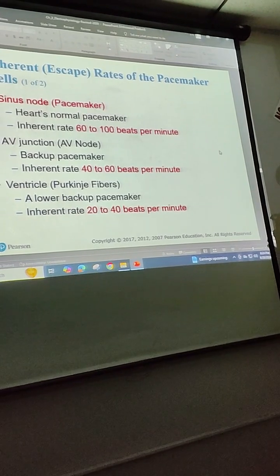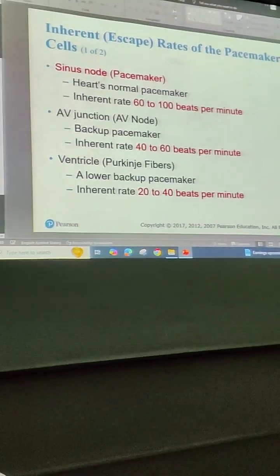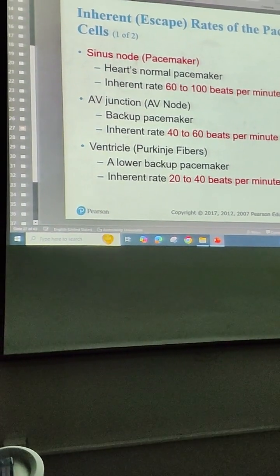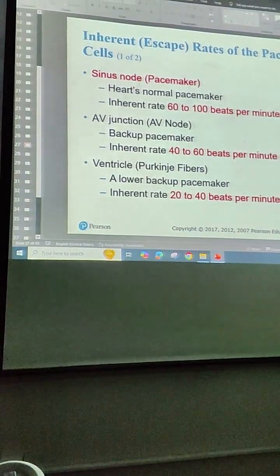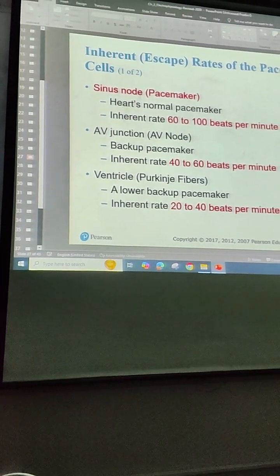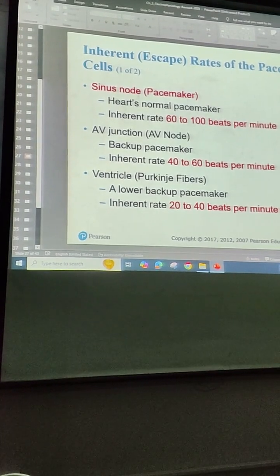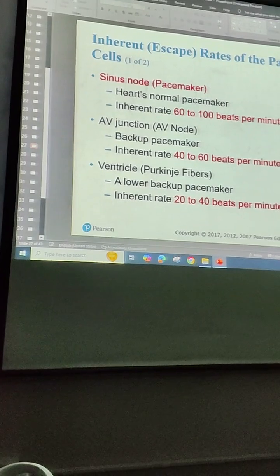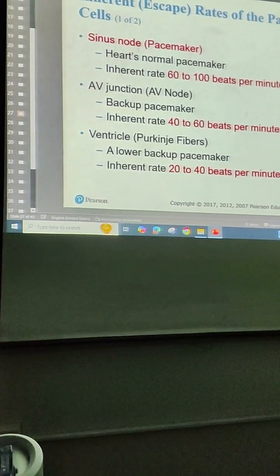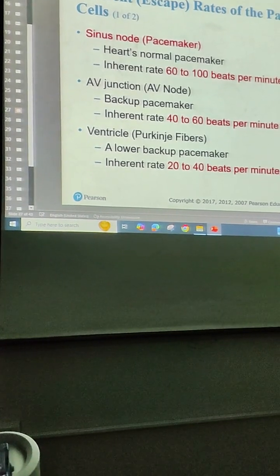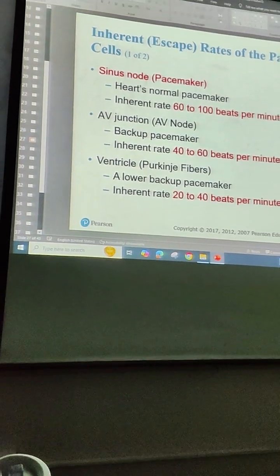So, remember, these are the batteries of our heart: SA node, AV node, and Purkinje fibers. The SA node, because this is the main battery of our heart, the one that initiates the electrical impulses, has to be higher. Because this is the main powerhouse that we have in our heart. So this should be 60 to 100 beats per minute.